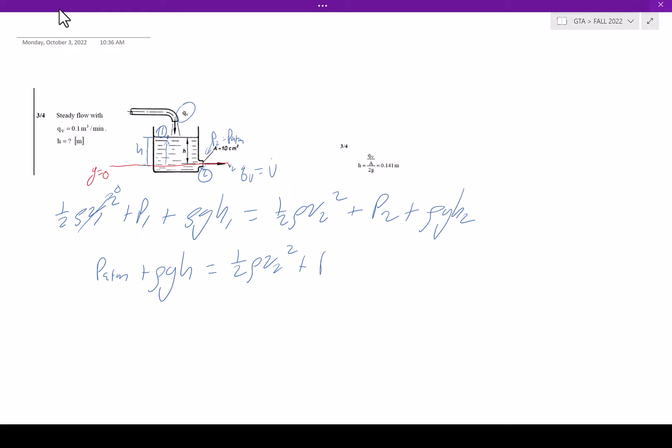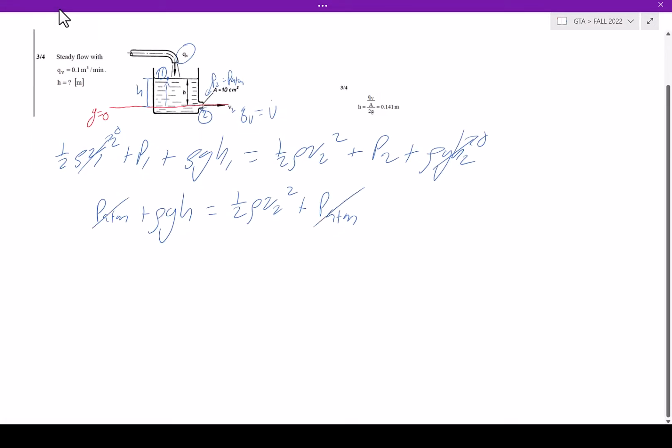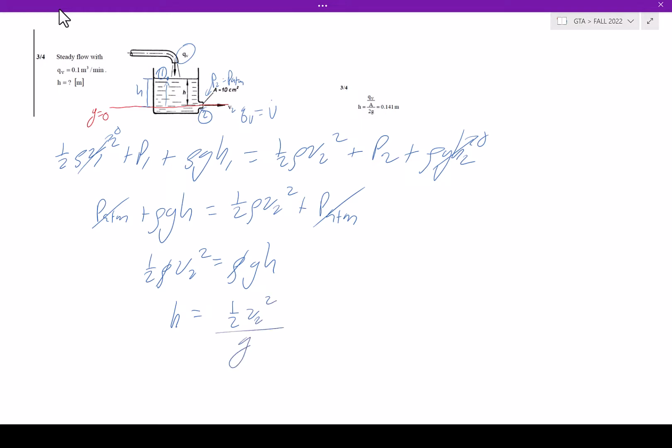So just right here at this point, P2 is equal to P_atm because it's open to the atmosphere. According to our origin, point 2 is at y equals 0, so this term goes away. We don't have anything else. Okay, the P_atms cancel, and what you're left with is 1/2 rho V2 squared equals rho g h. Rhos cancel, and you're left with h equals 1/2 V2 squared divided by g.